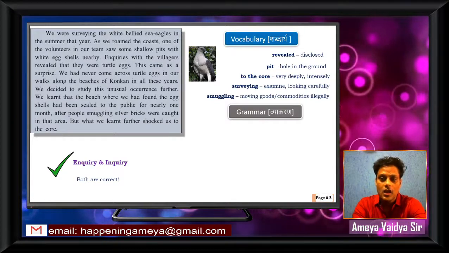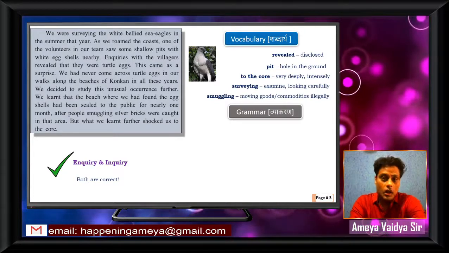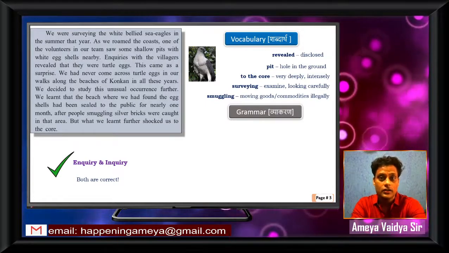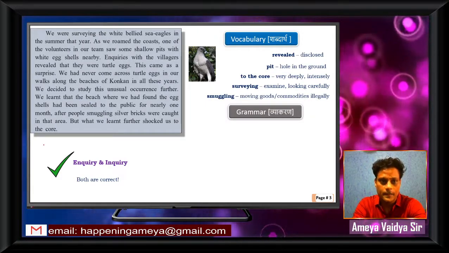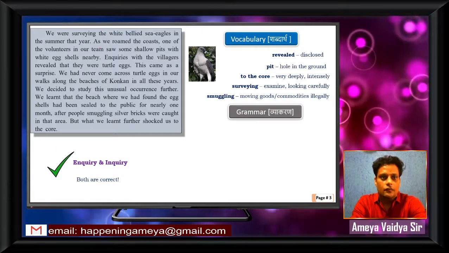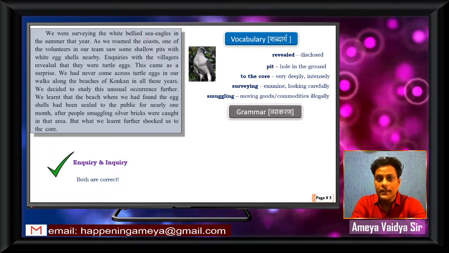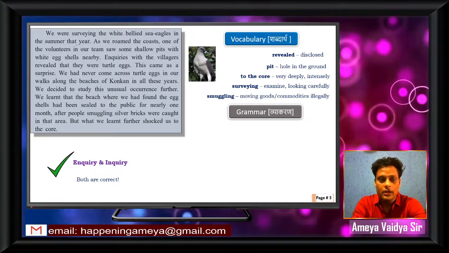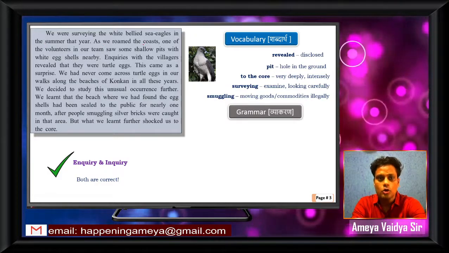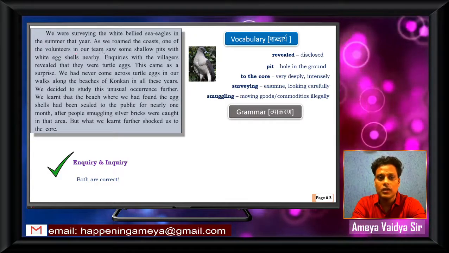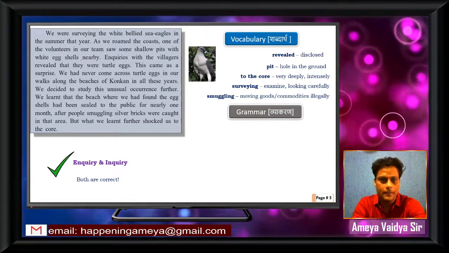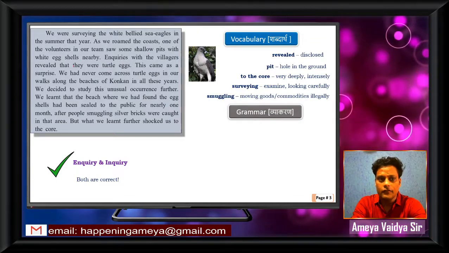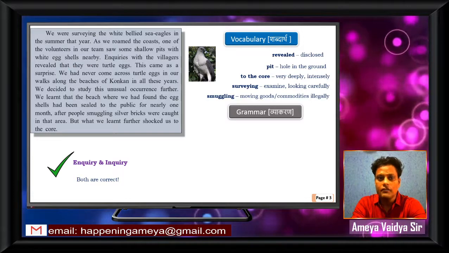When I read it, pay your 100% undivided attention. As I say, make sure that you are not occupied with anything else. Let's start. We were surveying the white-bellied sea eagles in the summer that year. As we roamed the coasts, one of the volunteers in our team saw some shallow pits with white eggshells nearby. Enquiries with the villagers revealed that they were turtle eggs.